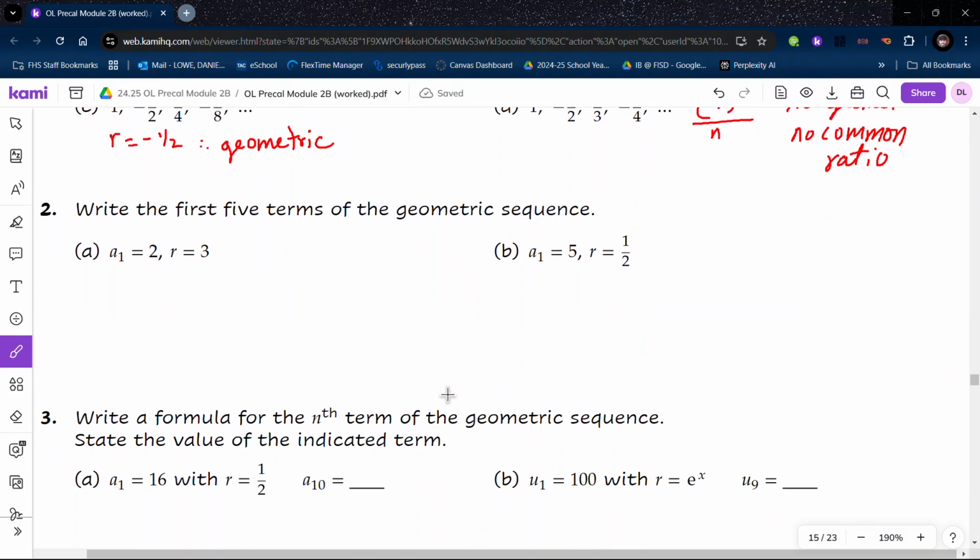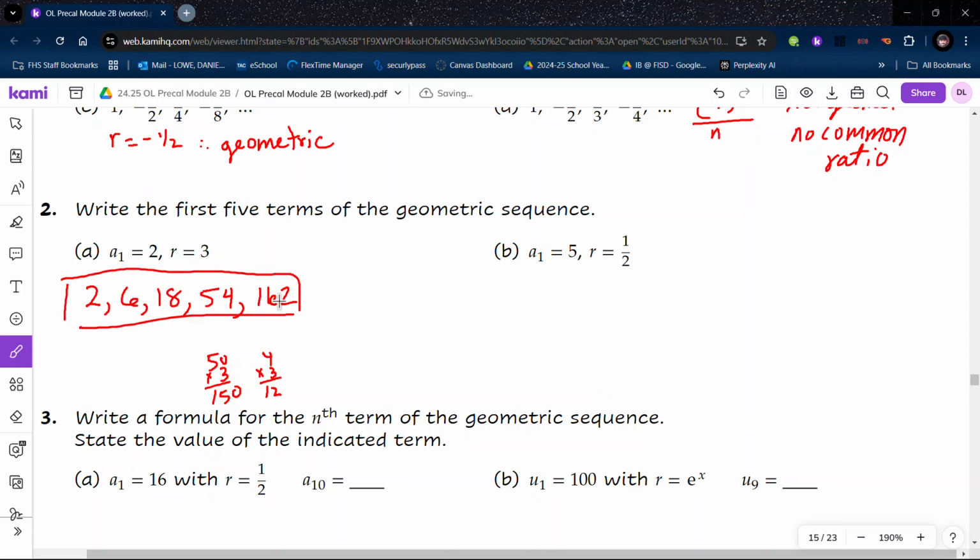Continuing, we want the first 5 terms of a geometric sequence, and we have the first term and the common ratio. So the first term is 2, times 3, times 3, times 3, right? And then 54 times 3. Well, we know that 50 times 3 is going to be 150. We know that 4 times 3 is going to be 12, and so we're going to have 162. All right, so those are the first 5 terms.